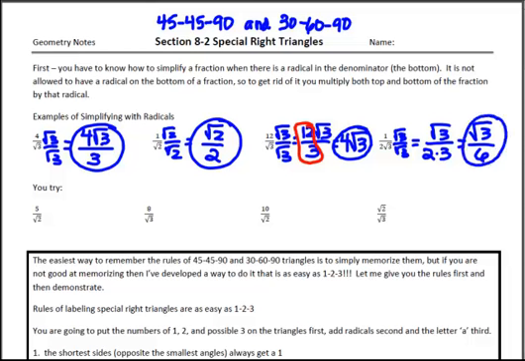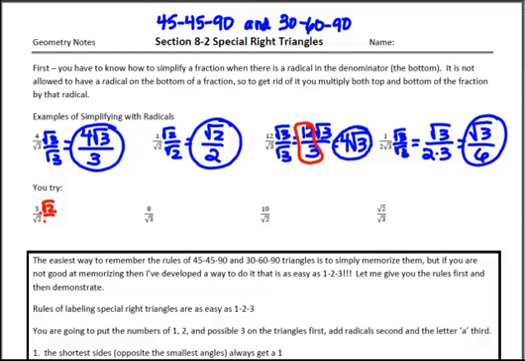Okay, I want you guys to give it a try. Pause the video first because I'm going to go ahead and give you the answers to these problems. And when you're done, you can check with my answers. All right, so go ahead and pause the video, you try, and then I'm going to give you the answers to these problems.